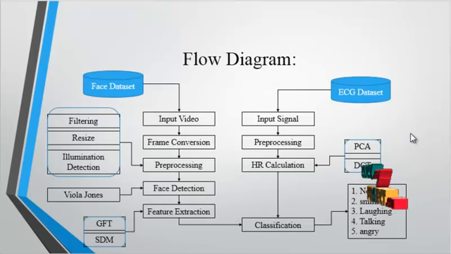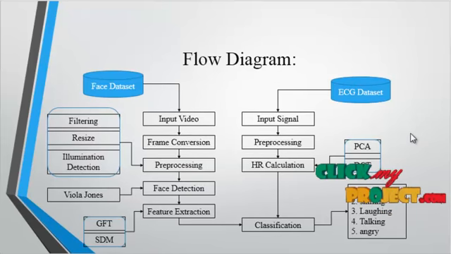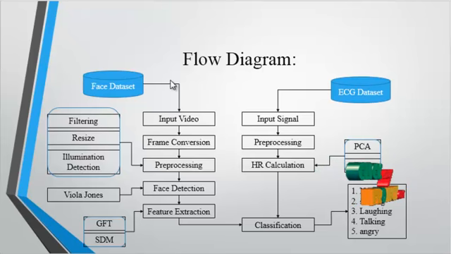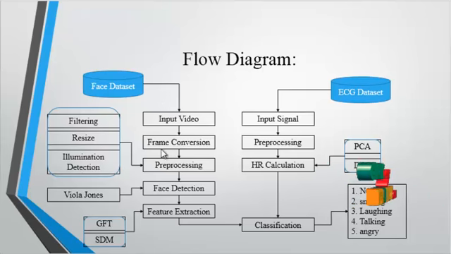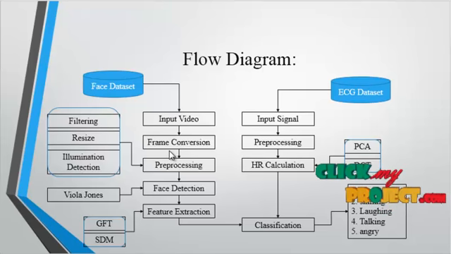Now we discuss the flow diagram for the process. Here the process is divided into two stages. The first is the video process, and the second is the signal process. At first, the video is taken from the dataset. The dataset consists of several face videos. After getting the input video from the database, the frame conversion is carried out. Frame conversion is nothing but converting the video into a sequence of images.